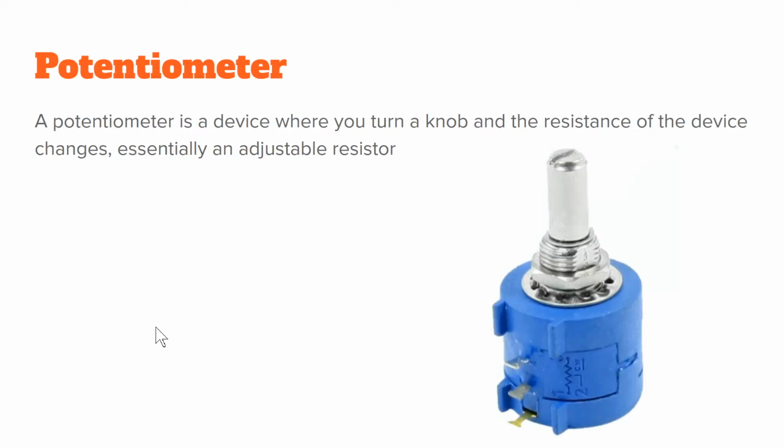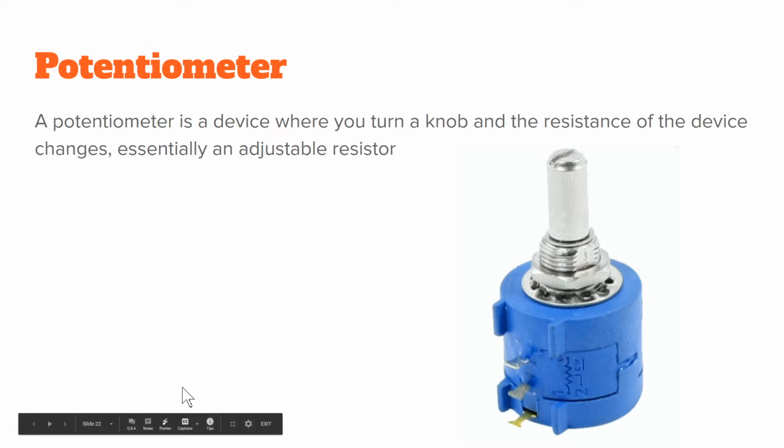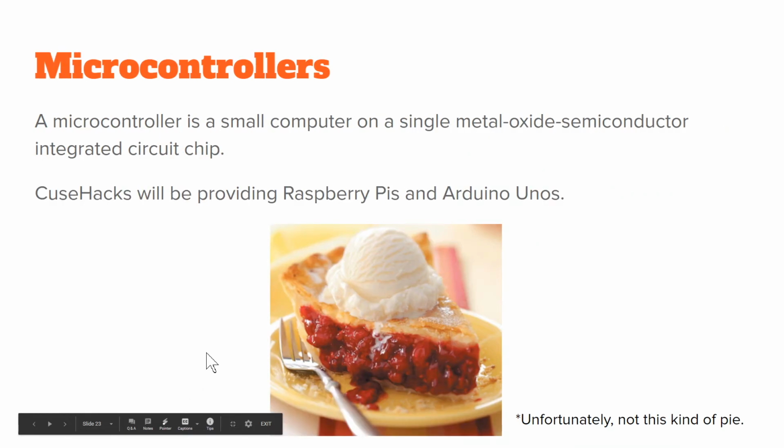A potentiometer is similar. It's like an adjustable resistor. So depending on how you turn the knob, it changes the resistance. And the same way you can use a voltmeter to measure the voltage between, you can also get meters that measure resistance. And that's how you would know exactly how much is going through there. But we will be providing a potentiometer. It doesn't look exactly like that, but it looks really close like that.